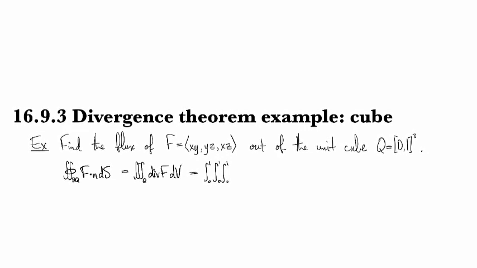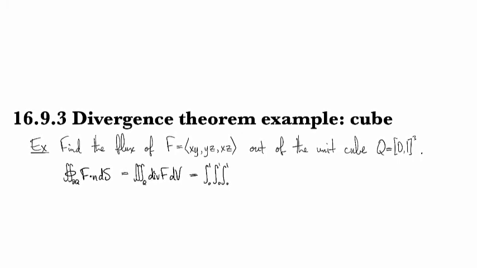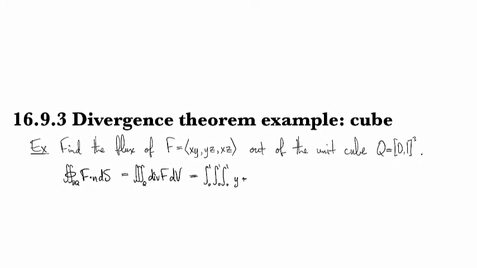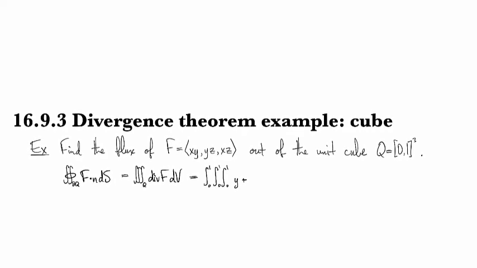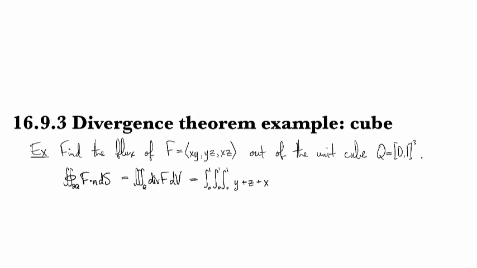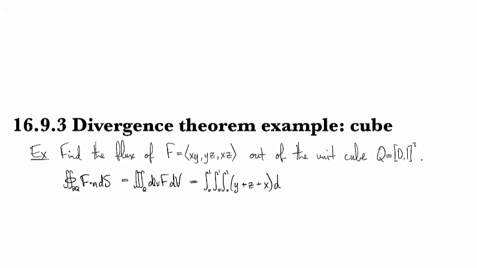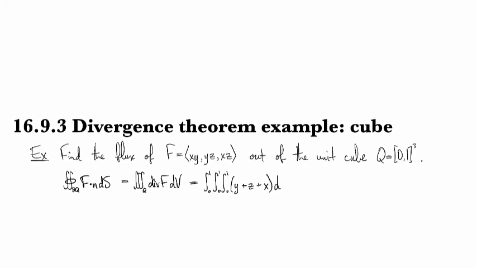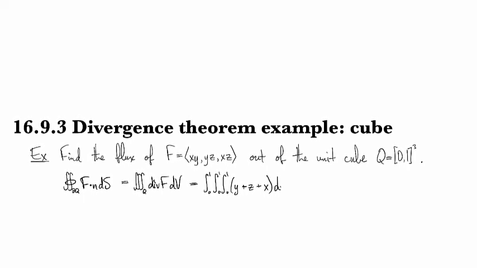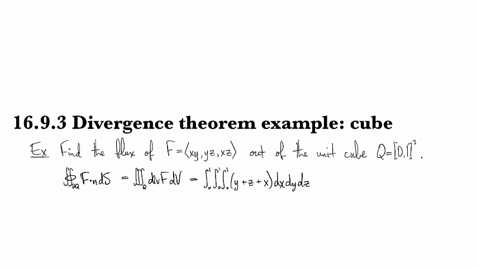So the divergence then: the derivative of xy with respect to x is y. The derivative of yz with respect to y is z, and the derivative of xz with respect to z is x. So there's our divergence, and by symmetry you can write this in whatever order you want, whether dx, dy, dz. It's a nice simple one.